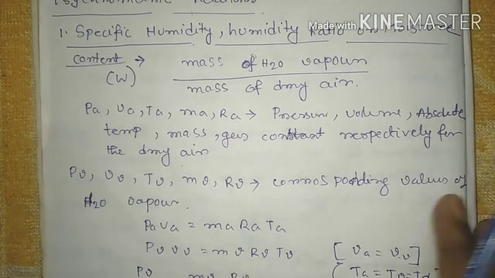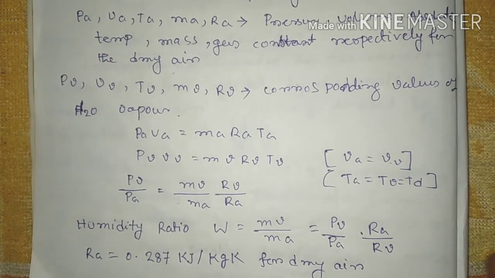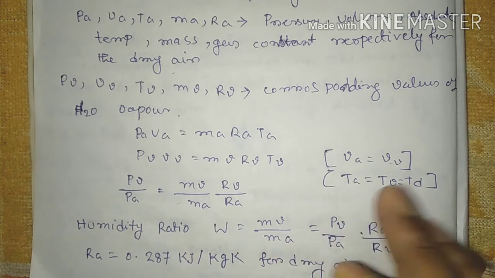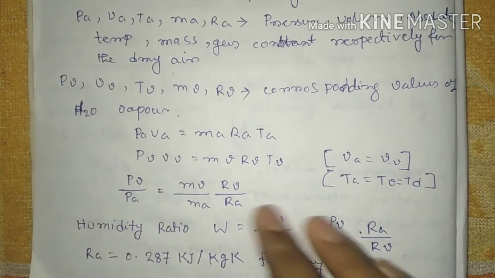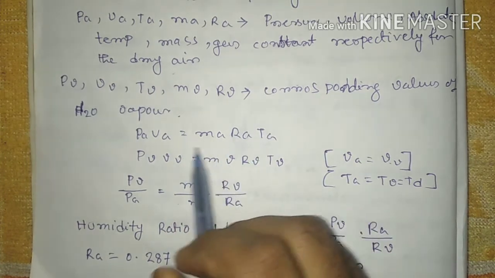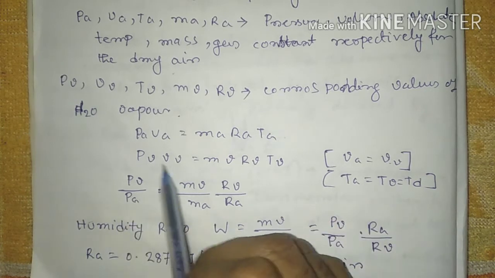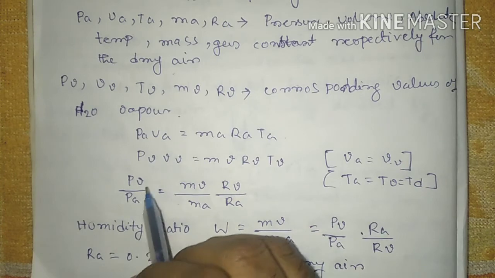Now, obviously, dry air or air follows the gas equations, and we assume it is an ideal gas, so it follows the ideal gas equation, which you know: PV is equal to mRT. It will be followed by the mixture too. So you can write, in terms of dry air, PaVa is equal to ma Ra Ta, and for water vapor you can write similar equations. PaVa is equal to ma Ra Ta and PvVv is equal to mv Rv Tv.